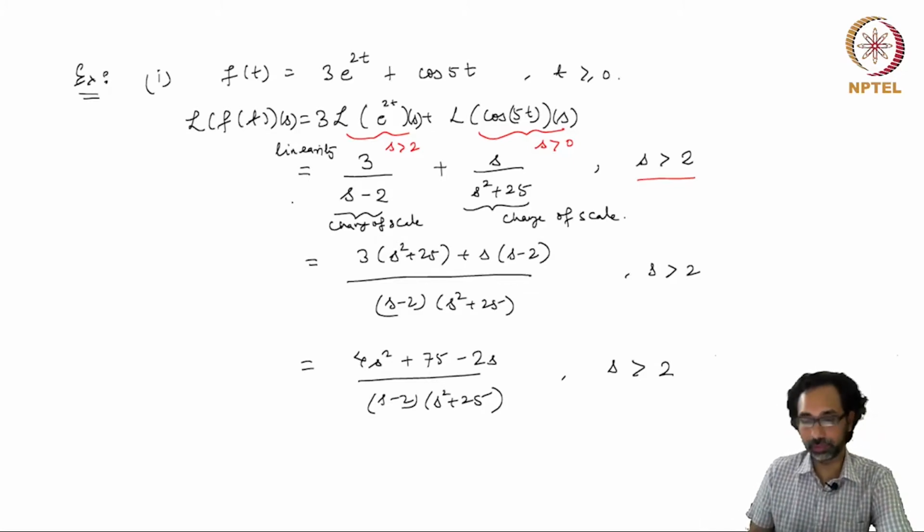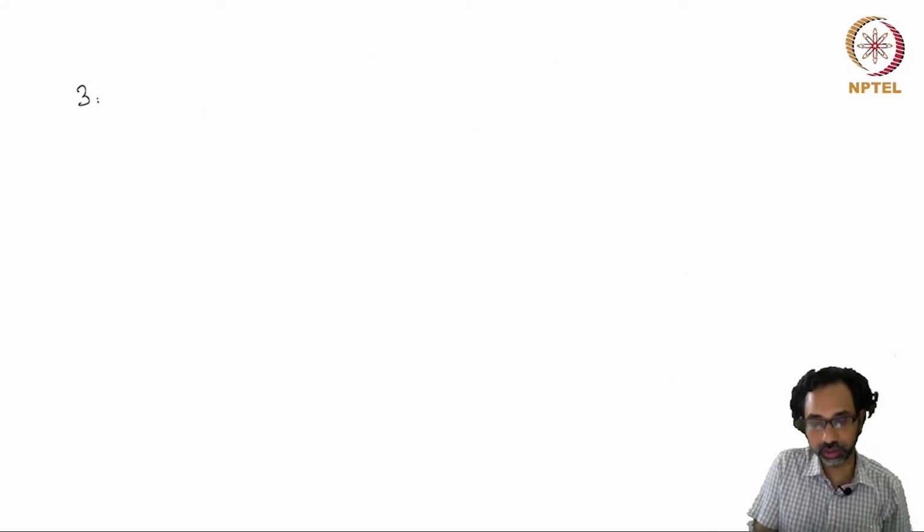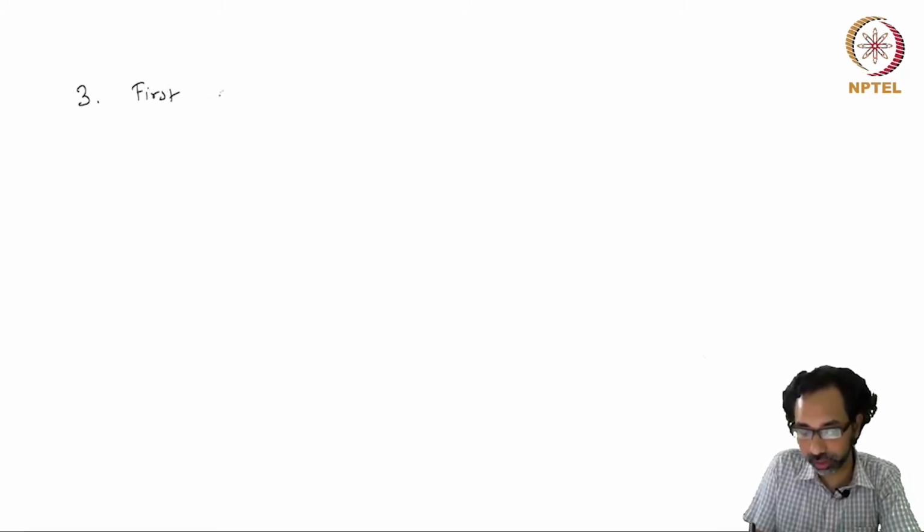So we see that using linearity and change of scale we can evaluate the Laplace transform of sums of functions, as well as functions which are defined by changing the scale of the domain by some positive constant. Now let us come to the properties that I mentioned before, which is the first and second shifting properties. So first let's look at the first shifting property.